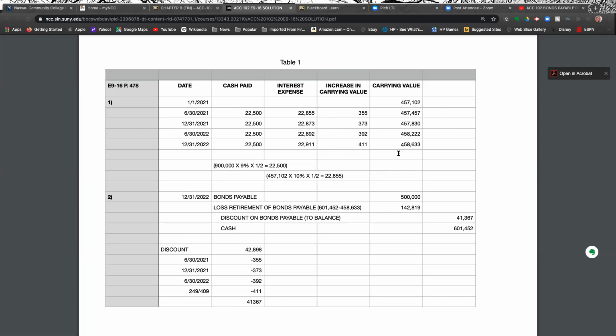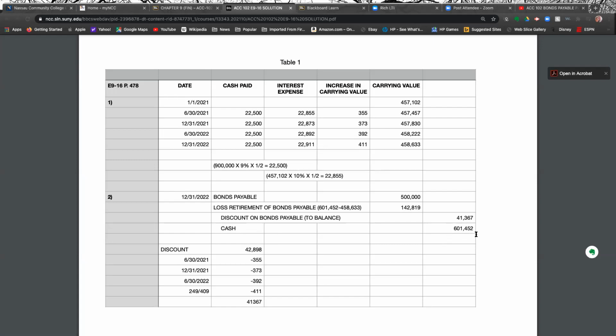Now look what they want us to do. Number 2, if the market rate of interest drops to 7% on December 31st, 2022, it will cost $601,452 to retire the bonds. Record the retirement of the bonds on December 31st, 2022. So in plain English, what's happening? I'm going to pay off those bonds for $601,452. So notice I've got a credit to cash of $601,452.